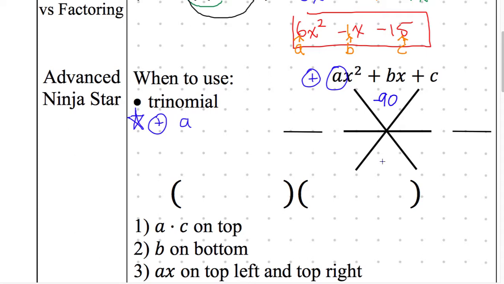On the bottom, negative 6 should be negative, because 1 times 6 is negative. So you just put the B. Just the B on the bottom. Oh, okay. So B is negative 1. There it is. All right. So Anna set up the first half of the Ninja Star. But the Ninja Star still needs to be set up more before we can solve it.